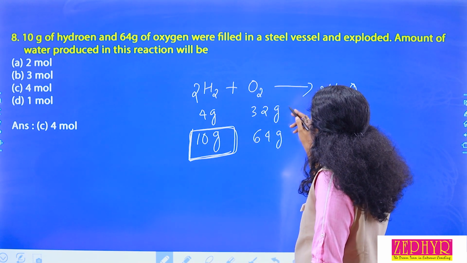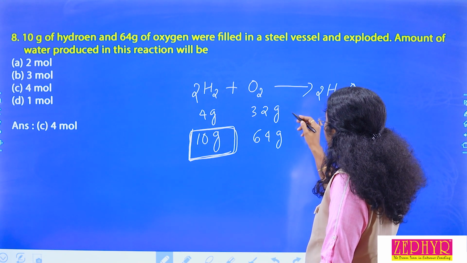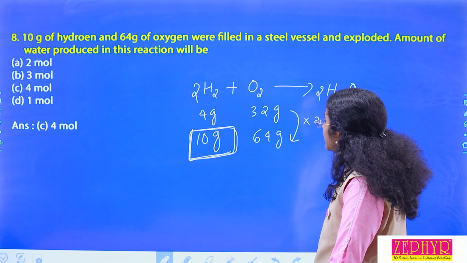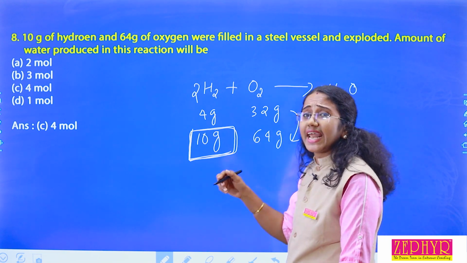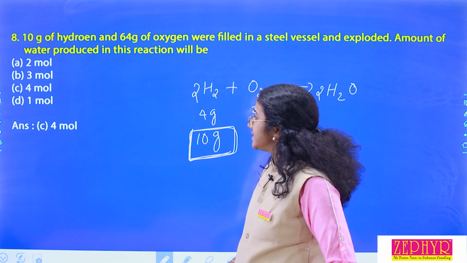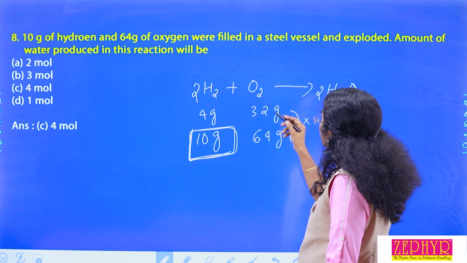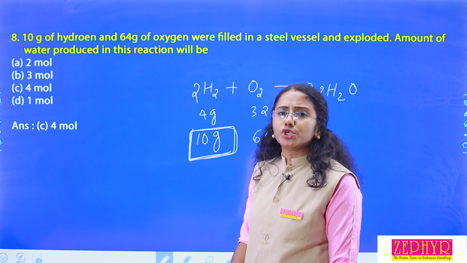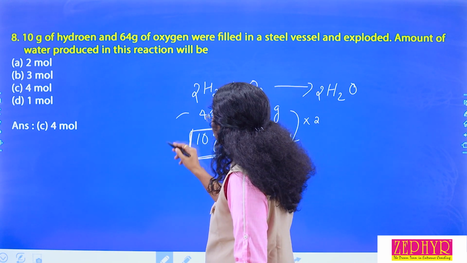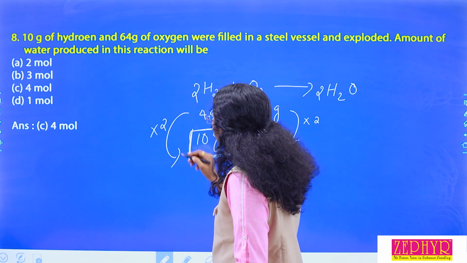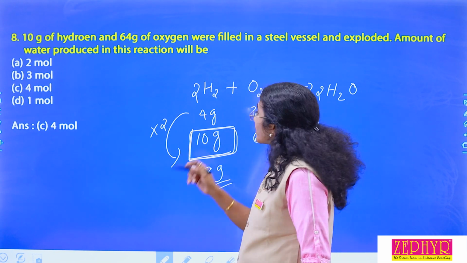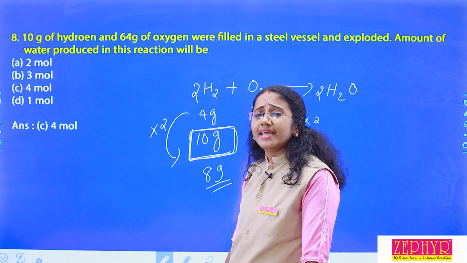So, 32 and 64, what is the relation? It is multiplied by 2, right? We can take the conversion factor, that is easy. So how does 32 become 64? Multiply with 2. Here also we can multiply with 2. The answer is 8 gram only. So 8 gram hydrogen is actually needed.